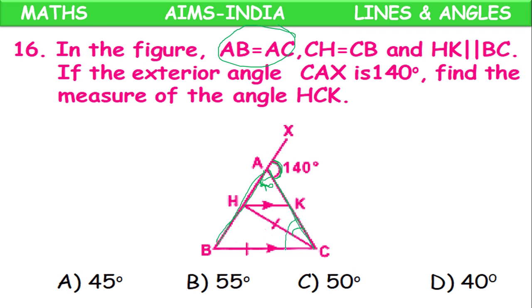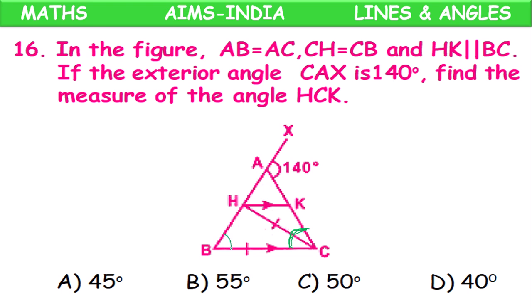Means this angle equals this angle. But the sum of three angles is 180. If this is 40, then angle B plus C equals 140, so that A plus B plus C is 180. If B plus C is 140 and both of them are equal, each is 70 degrees. B is 70 degrees, C is 70 degrees. Now we have got this total angle C is 70 degrees.